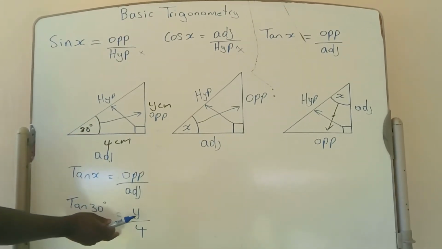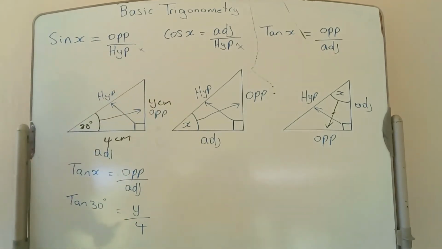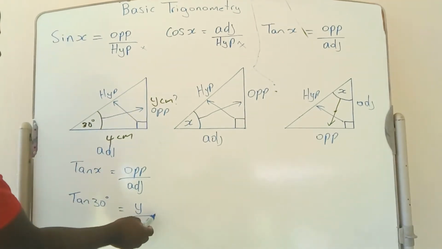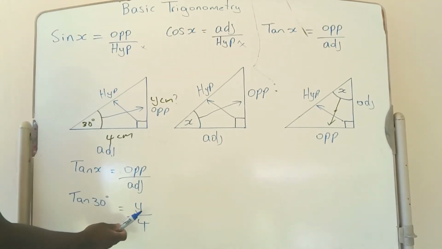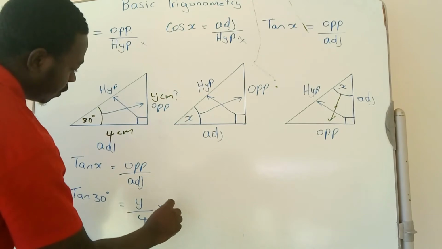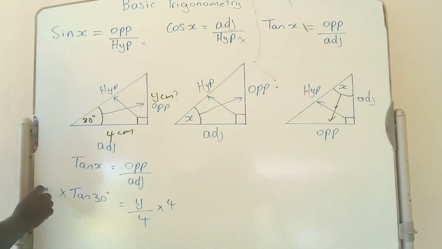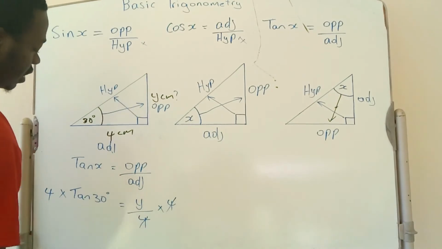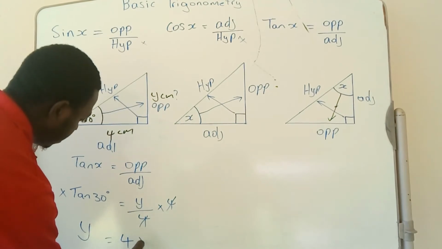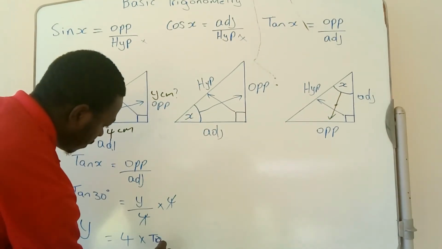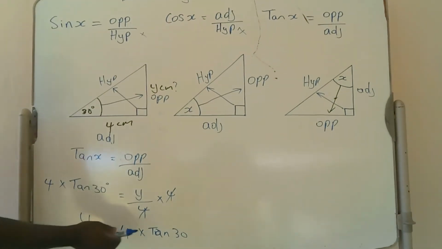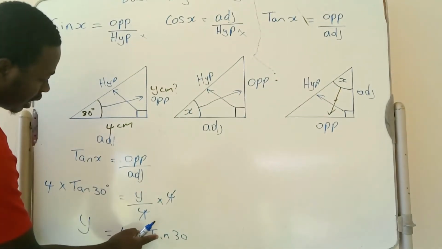Now remember that you need to solve for y, because y is what you want to find. Right? So y is the unknown here. So therefore, you need to multiply both sides of this equation by 4 to get rid of 4 to get y by itself. So if you multiply this side by 4 and you multiply this side by 4, then this cancels out this. So y is equal to 4 times tan 30. And all you need to do is to put this on your calculator and you're finished.